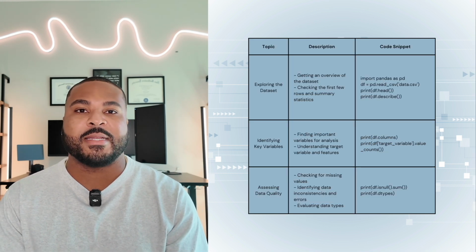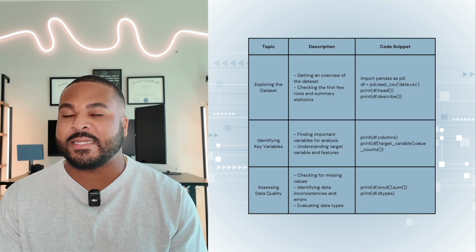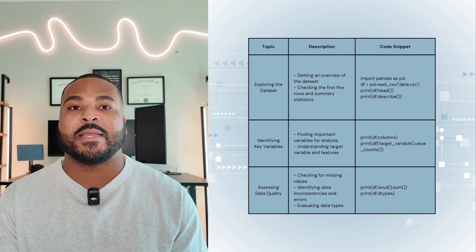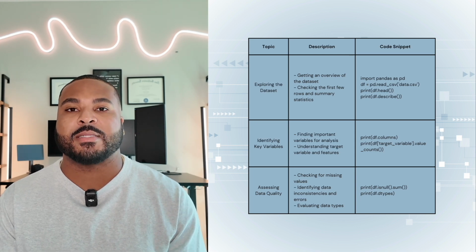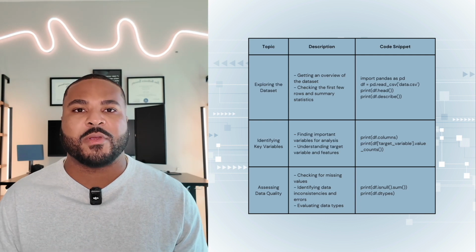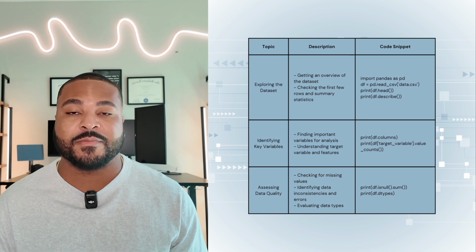Before we start any analysis or feature engineering, it's crucial to understand the data set we're working with. This involves exploring the data set to get an overview of its structure and contents. We typically start by loading the data and taking a quick look at the first few rows to see what it looks like. And we'll use the .head function.